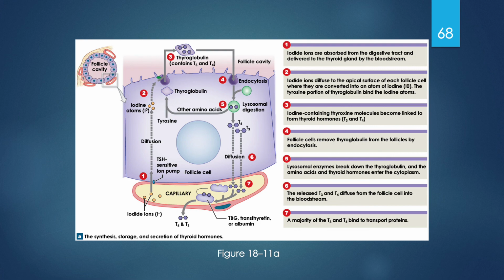The tyrosine will then bind to the iodine atoms. The iodine-containing tyrosine molecules then become linked to form the thyroid hormones T3 and T4. The follicular cells around those lakes of colloid are able to remove thyroglobulin from the follicles by a process of endocytosis. Lysosomal enzymes then come into the picture and break down thyroglobulin, and the amino acids and the thyroid hormones are able to enter the cytoplasm. Finally, T3 and T4 diffuse out from the follicular cell into the bloodstream, and the majority of those T3 and T4 molecules will bind to transport proteins.